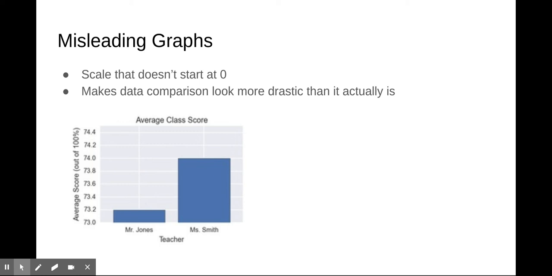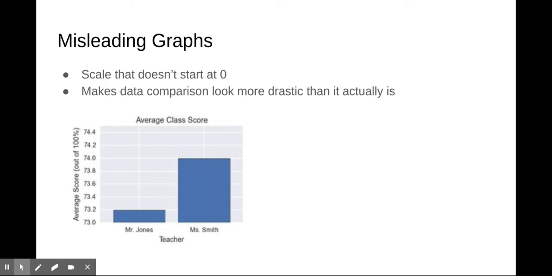Here I am looking at an average class score. And by looking at that graph, I can compare Mr. Jones to Miss Smith. And I can see the average class score along the y-axis. So Mr. Jones's average is 73.2 and Miss Smith's is 74%. So just by looking at this piece of the graph, it looks like Miss Smith has a much higher average than Mr. Jones. Almost 4 times as large. Okay, it looks like there's a very big difference between those two teachers and their average class score.